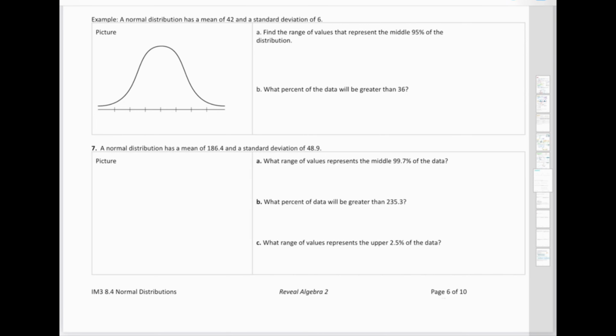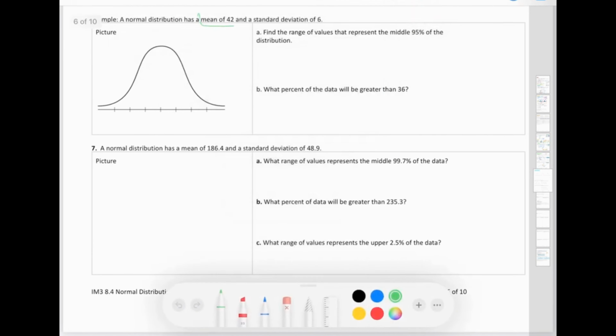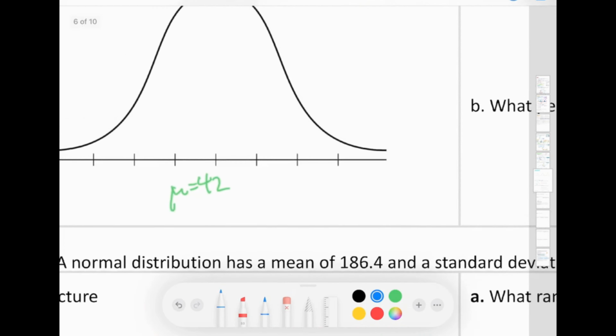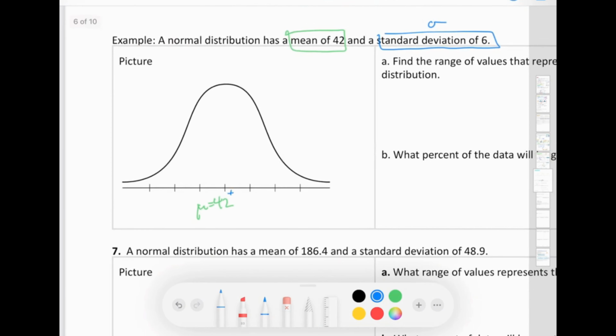All right, here's our example. A normal distribution has a mean. So again, the mean is a measure of center. It goes right in the middle. And then we're going to say our standard deviation is 6. And this is what it means. You can keep adding 6 this way, and you can keep subtracting 6 this way.